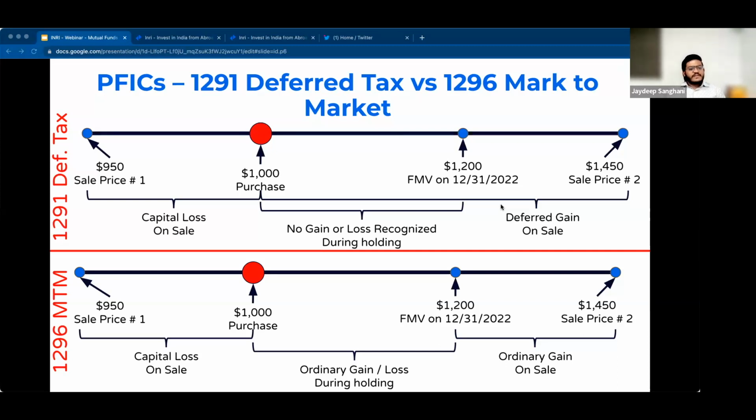But the loss below $1,000, that is the base price, is only allowed when you sell it. So in any situation, if you elect a 1296 election, the loss below the purchase price will only be allowed when you sell it. Otherwise, the loss will not be allowed. Now, this chart explains the pricing and how it works, but let's go into a bit more detail in the next slide so that you better understand the differences.